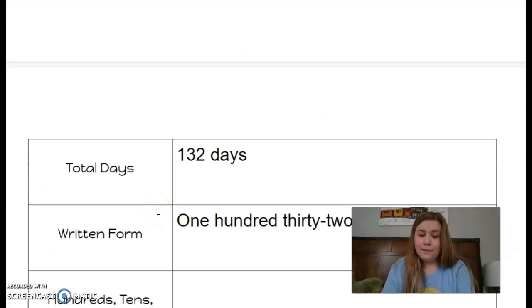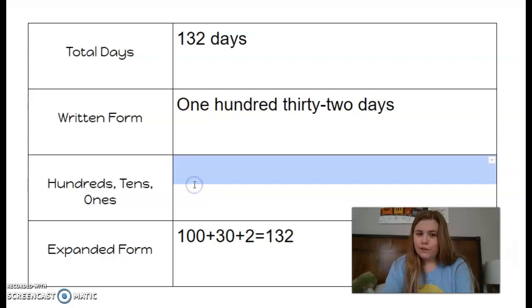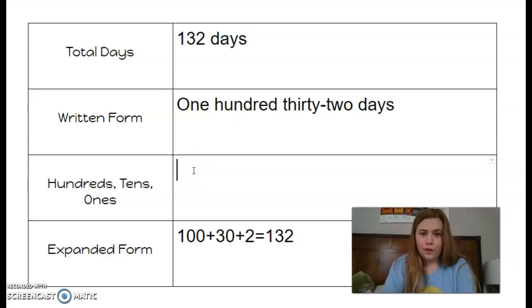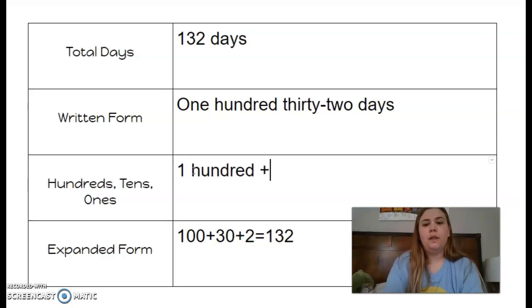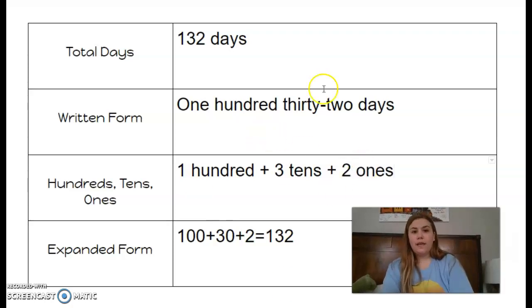I just realized I made a mistake. So I did yesterday's 132 days. So we'll just finish this out and then we'll do today's for 133. Oops, my bad. So there is 100. So there's 100 plus 3 tens plus 2 ones. So that would be in yesterday's 132 days.